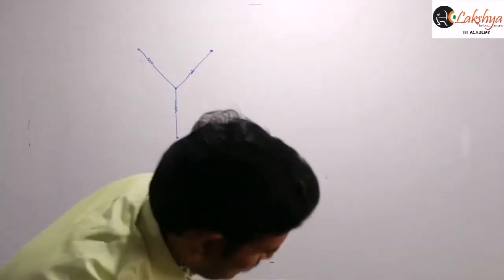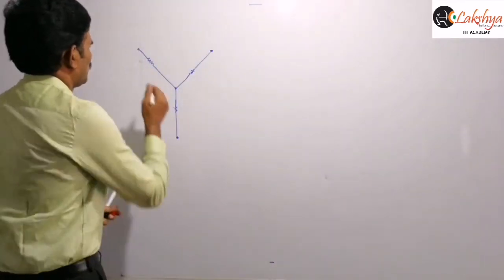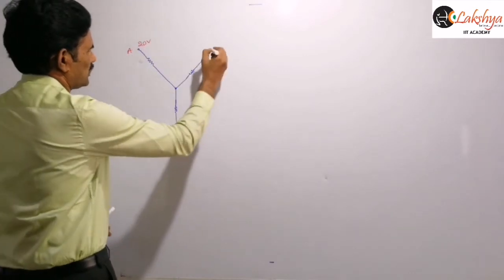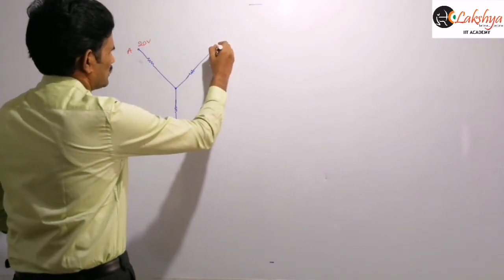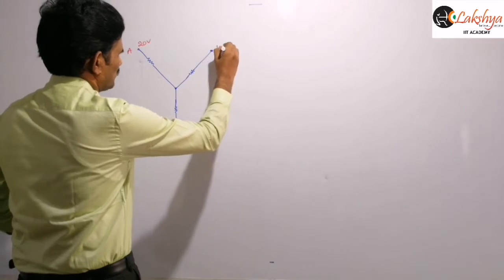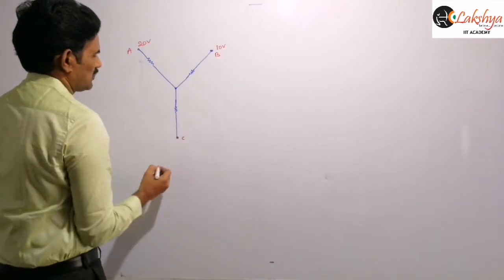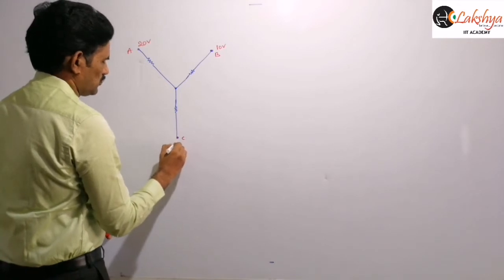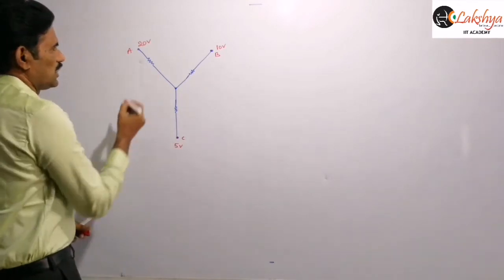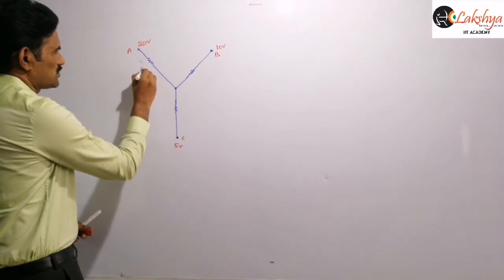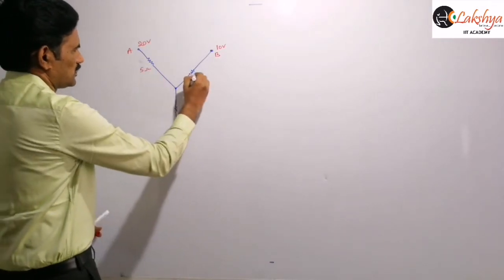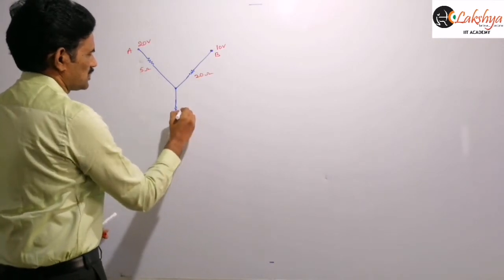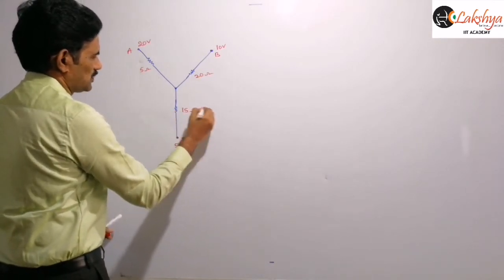Let us see here. I am taking this as point A having a potential of 20 volts, this is point B having a potential of 10 volts, and this is point C having a potential of say 5 volts. Now this resistance I am taking as 5 ohm, this resistance is 20 ohm, and this resistance I am taking as 15 ohm.